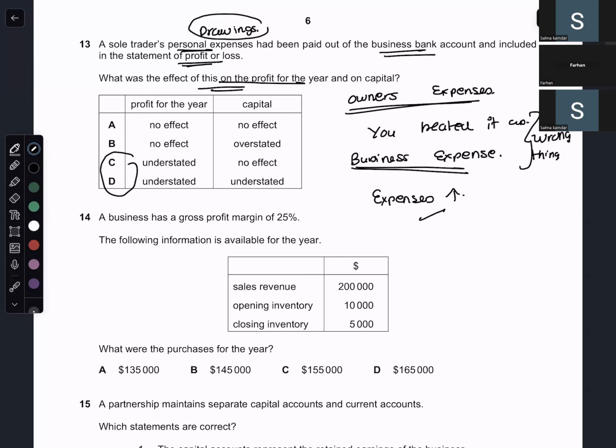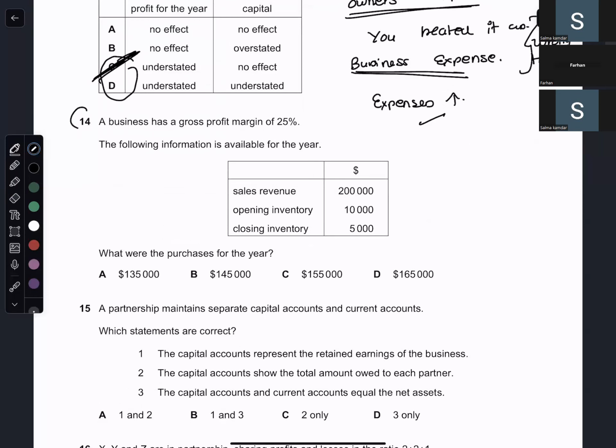What about capital? Capital will be understated. Why? Expenses and profits have an effect, right? Because you put it in your expenses, your profit is understated. And if it was drawings, you would remove drawings from the capital, so there is no effect. The option is C.